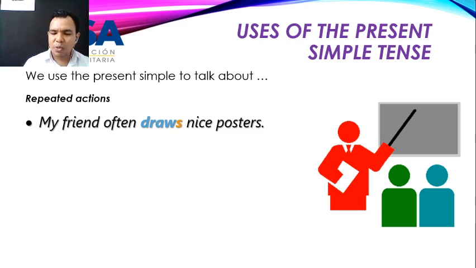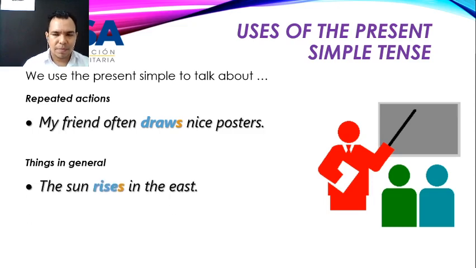You do them almost every day or every day, like to sleep, like to wash your teeth, like to take a shower, like to eat dinner, to go to school. Those are repeated actions. And we use the present simple to talk about our repeated actions.